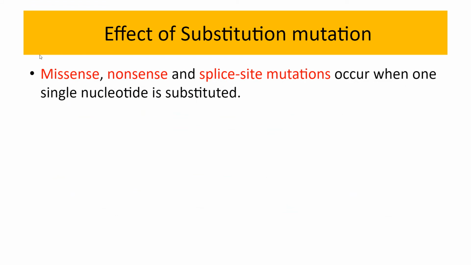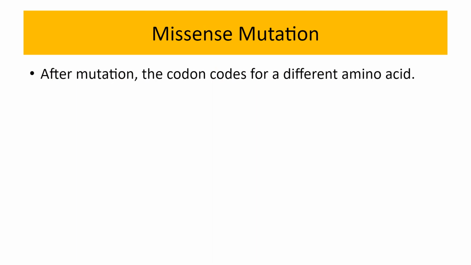Now, we're going to break it down a little bit further because there are three main types of substitution mutation. We've got missense, nonsense, and splice site mutations. And these occur when one single nucleotide is substituted. So we're breaking it down even further. And we're going to look at each one individually.